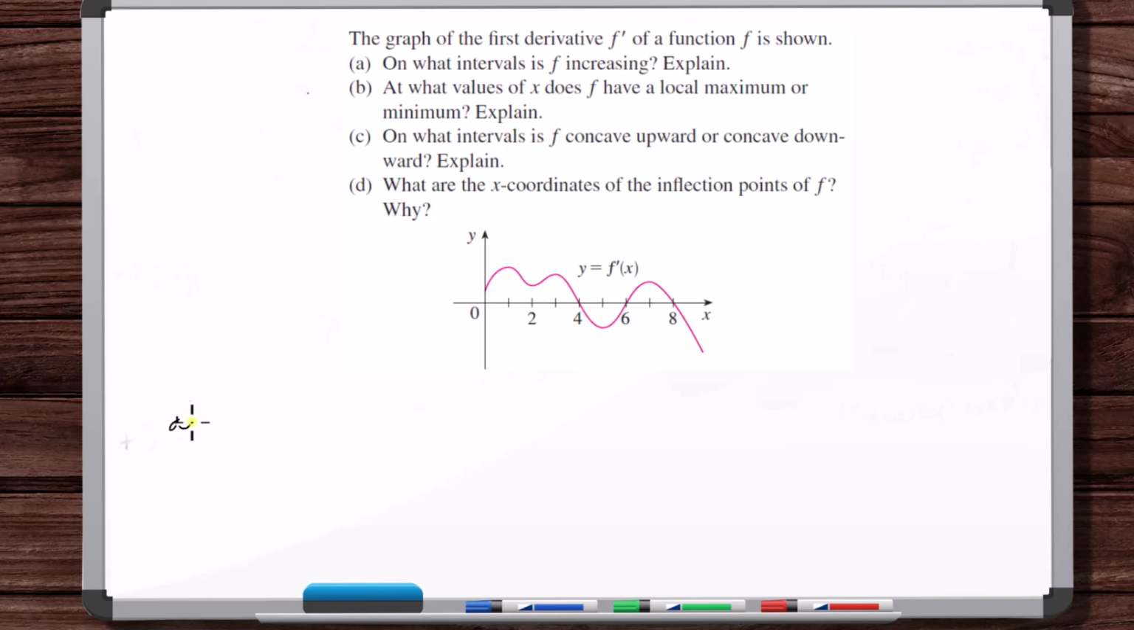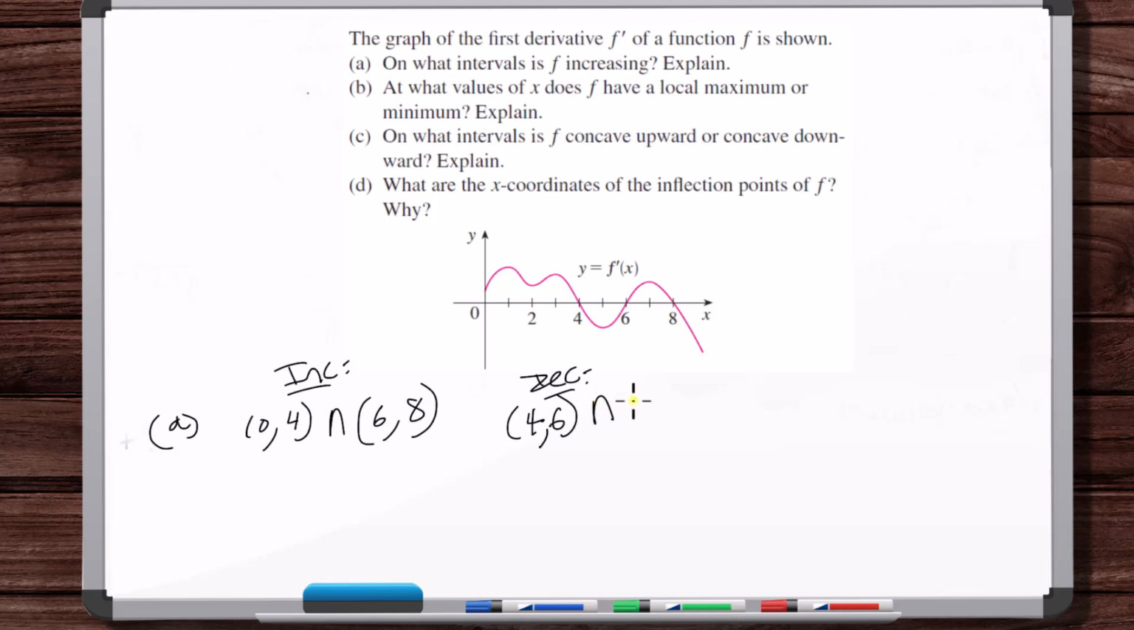So A, it's increasing from 0 to 4, and then from 6 to 8, this is increasing, and then it's decreasing from 4 to 6, and 8 to infinity. Right? That's what the first derivative means. The first derivative is giving you the slope of the tangent line of the curve at a point. If that slope is positive, it's increasing.